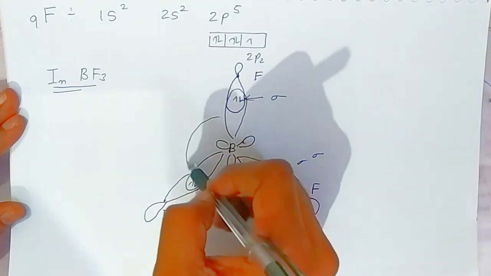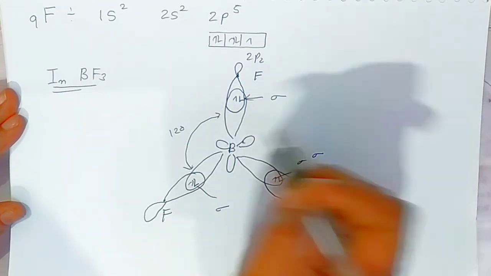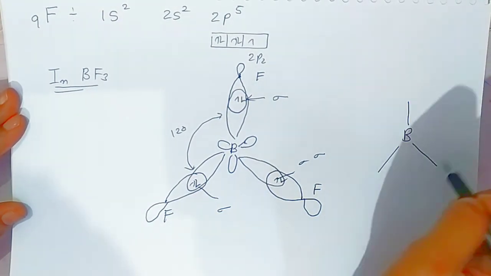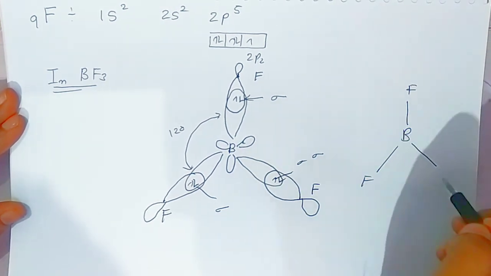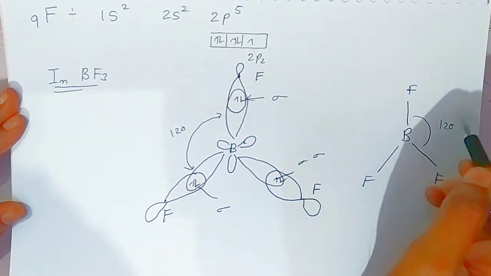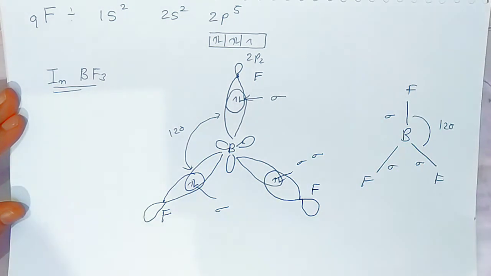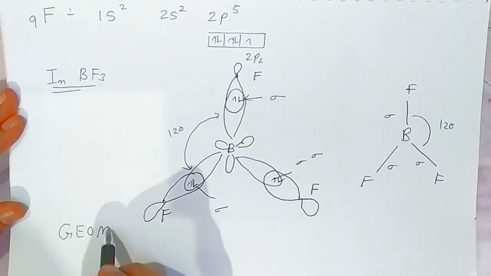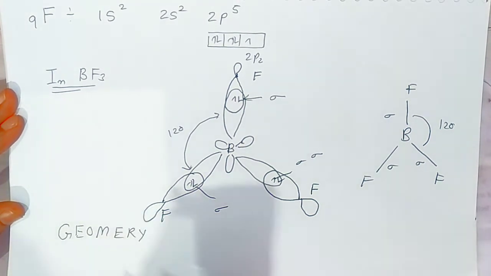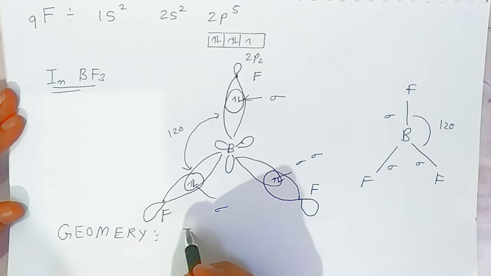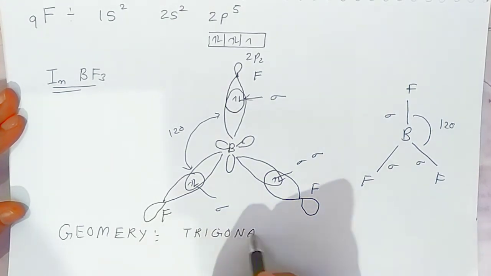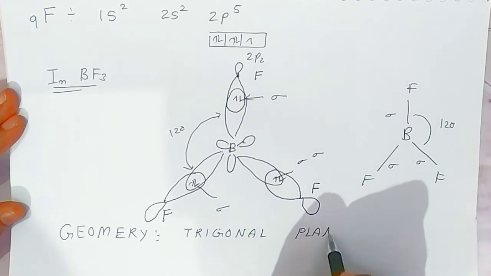And the bond angle is always 120 degrees. So students, if you draw the diagram, it will be like this. So this is the fluorine, and the bond angle is always 120 degrees. It has 3 sigma bonds. Okay students, when you see the geometry, how is it looking, students? It is triangular planar geometry. Trigonal planar geometry it is having.